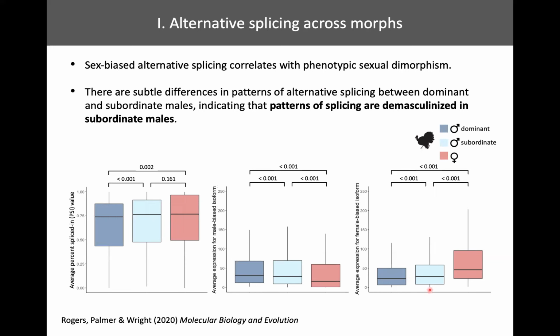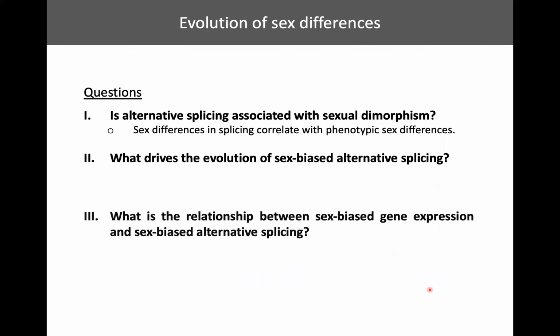And these patterns are consistent with phenotypic sex differences observed across morphs, where subordinate males occupy an intermediate position on the continuum of sexual dimorphism. So we find that sex-biased alternative splicing correlates with phenotypic sexual dimorphism, answering our first question. So our second question was, what drives the evolution of sex-biased alternative splicing?